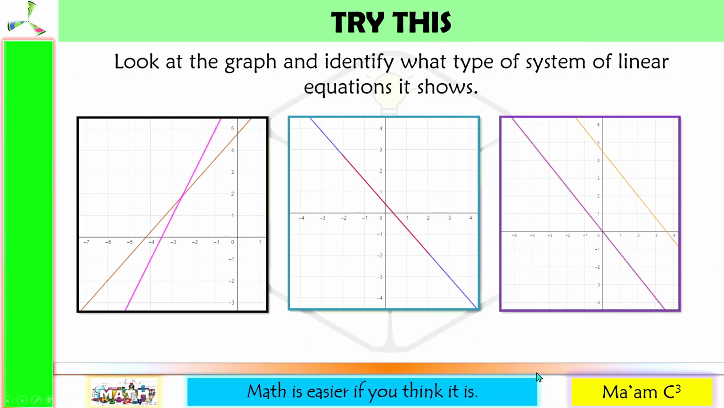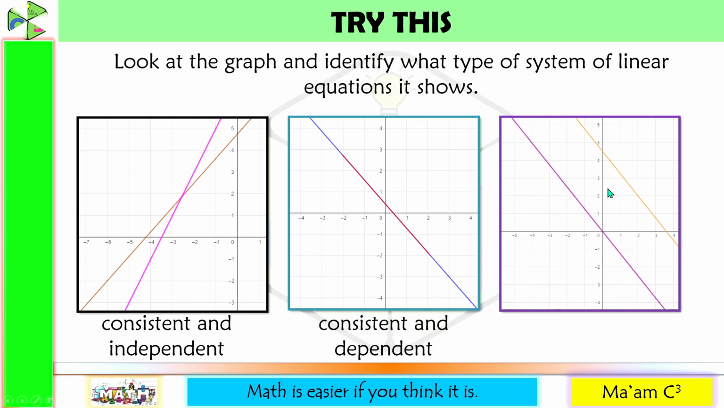Try this. Look at the graph and identify what type of system of linear equations it shows. We have here intersecting lines, so the type of system is consistent and independent. We have here two lines that coincide with one another, so this type of system is consistent and dependent. We have here a pair of parallel lines, and this type of system is inconsistent.